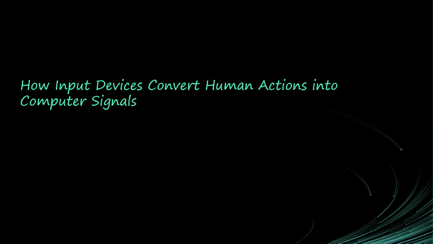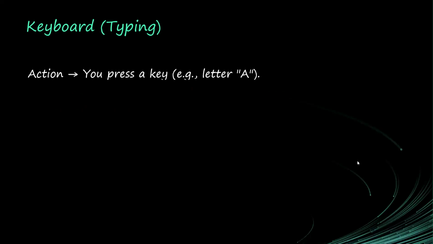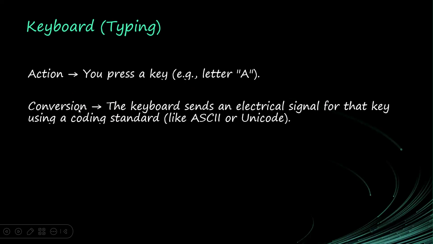So when you do something, when you type something, when you make a gesture, how do input devices convert it? Okay, so when you press a key on the keyboard, when you type a letter like A, the keyboard will convert it. The keyboard will send an electric signal for that key using a coding standard like ASCII or Unicode. So there's something we call ASCII and Unicode. We'll teach you more about them.